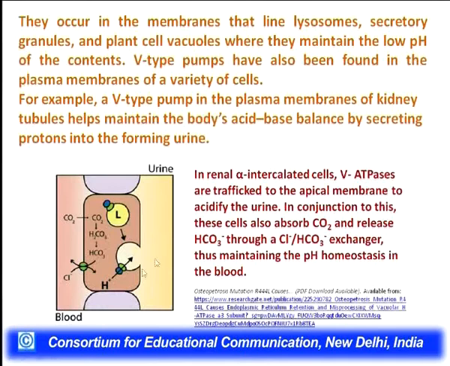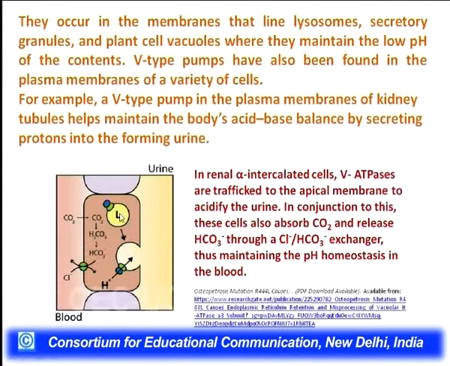In conjunction, these cells can also absorb carbon dioxide and release HCO3 minus through a chloride-bicarbonate exchanger, which we'll talk about subsequently, thus maintaining pH homeostasis in the blood. So this is the blood and this is the urine. Excess hydrogen ions are released into the urine, maintaining the acid-base balance of the blood, which is very important.